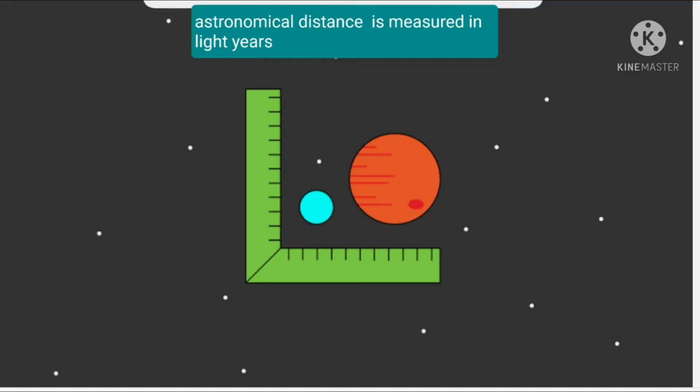Now children, you know that the planets are very, very far off and the stars are even further away. So how to measure their distance? We use light years to measure astronomical distances. So the unit to measure very huge distances is light year. Remember that if we want to measure the distance from sun to earth, then we need to measure in light years.